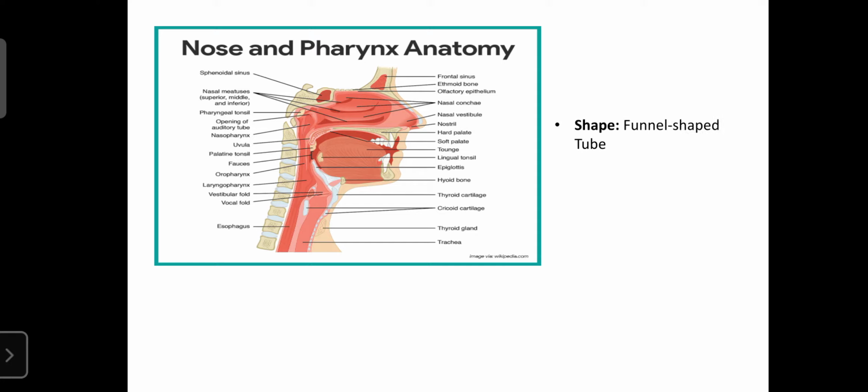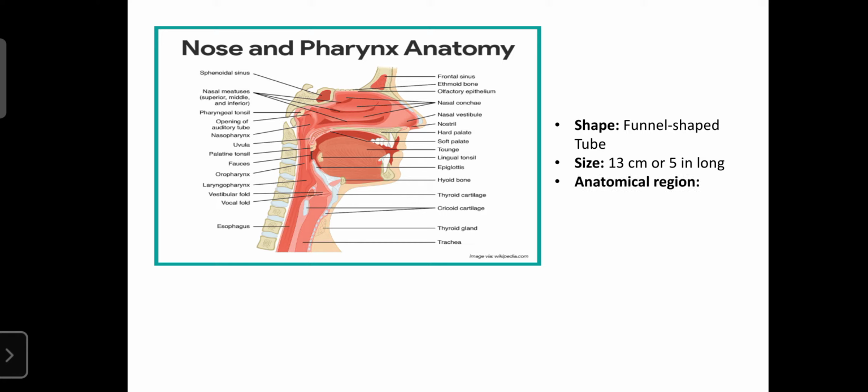There is the pharynx. It is the funnel shaped tube, just after the nose. That was known as the pharynx. The pharynx is also known as the throat. The size of the pharynx is 13 centimeters or 5 inches long.